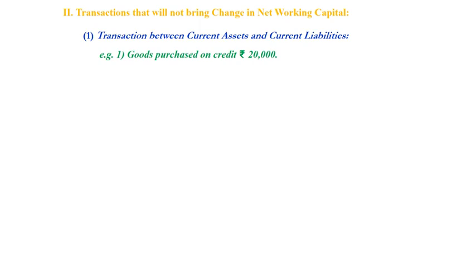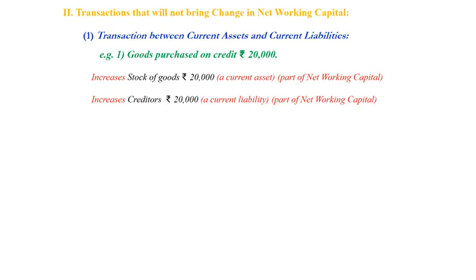Creditors will increase. So increases stock of goods by 20,000, a current asset. Therefore, working capital will be increased by rupees 20,000. And also increases creditors by rupees 20,000, a current liability, a part of net working capital. So both sides, that is current assets will increase by 20,000 and current liabilities also increase by 20,000, impacting on working capital as no change. Hope you understood that.